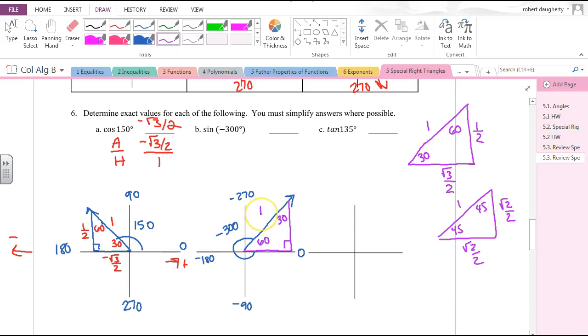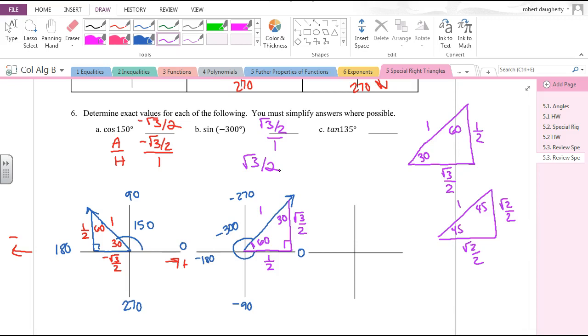Drawing my special triangle, if this is a 1, opposite the 30 degrees is 1/2. Opposite the 60 is square root of 3 over 2, okay? So then to find the sine, I look at this angle right here. The sine of that angle is going to be opposite over hypotenuse. So that is square root of 3 over 2 divided by 1. So square root of 3 over 2 is the sine of negative 300.